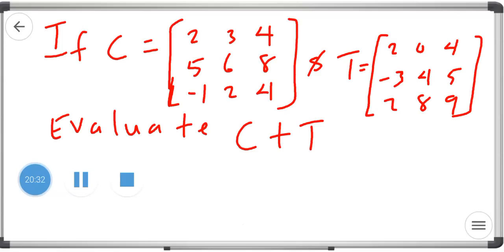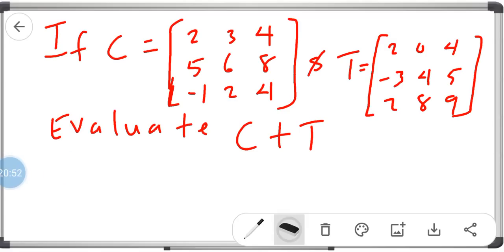Now if you look at this, matrix C is 3 by 3, which means we have 3 rows and 3 columns. And matrix T as well, we have 3 rows and 3 columns. So we have to add them together. Take note they are in the same form. So let's quickly add them together. Let me just change here to addition.